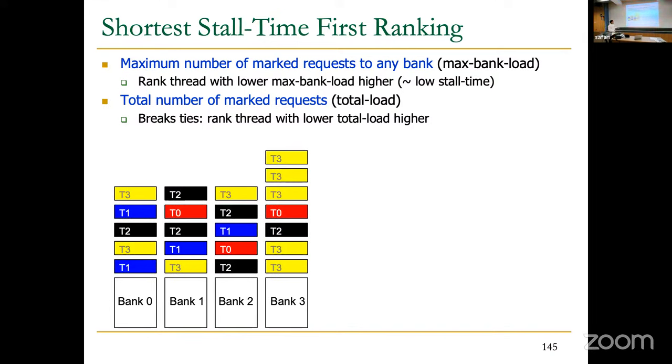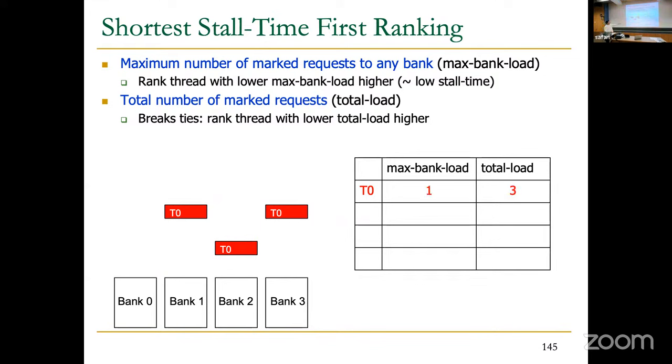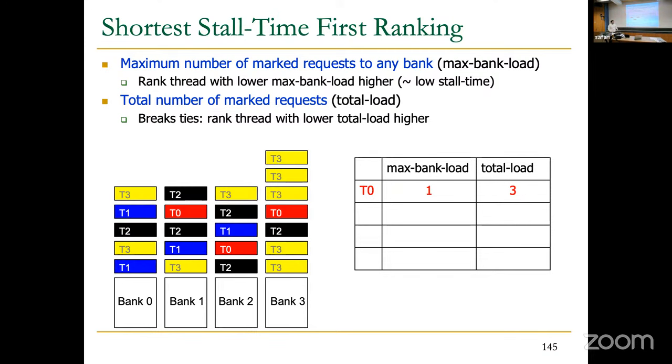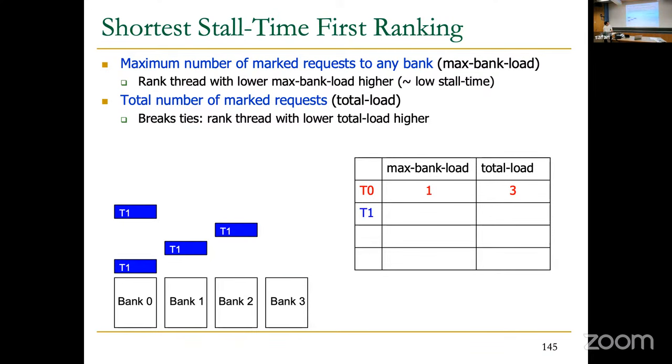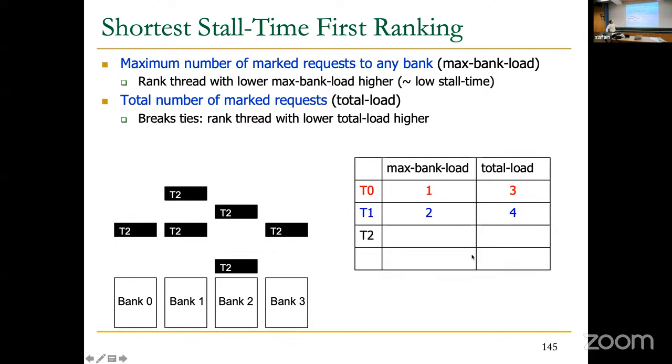So here are a bunch of requests to four different banks from different threads. And this is how we compute the table that we need to rank threads, right? T0 has a max bank load of one, because to each bank, it schedules only one request at most, and a total load of three. T1 has a max bank load of two, because it schedules two requests to bank zero, and a total load of four, because it has four requests. And you can see how we compute the same things for T2 and T3 similarly.